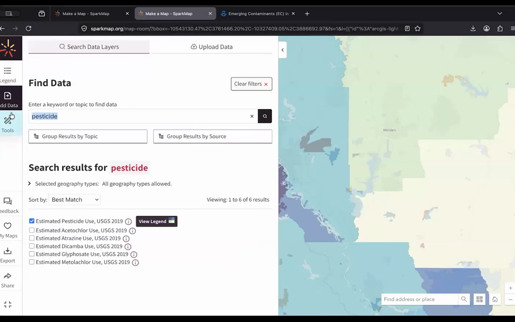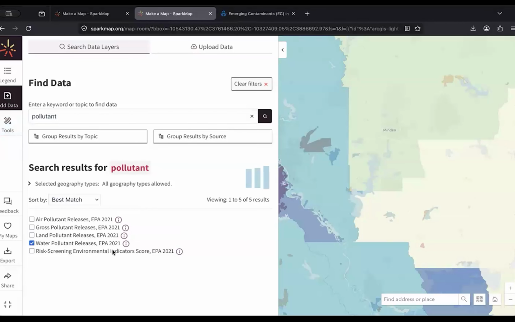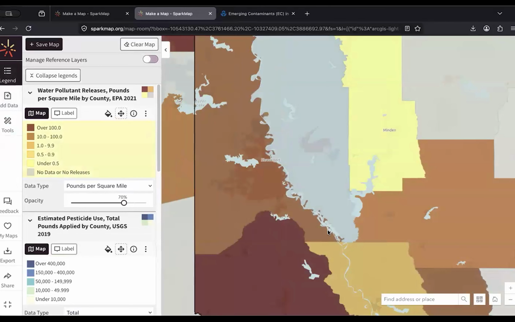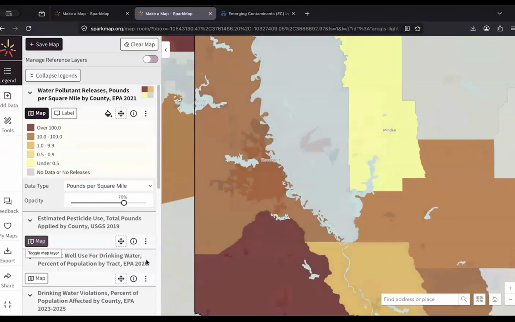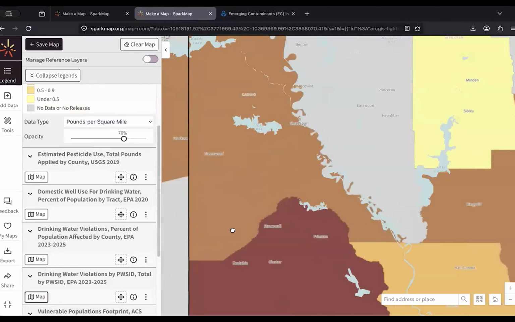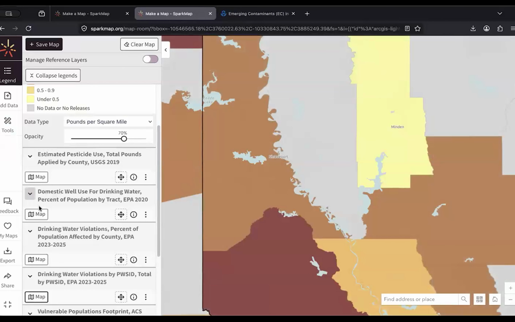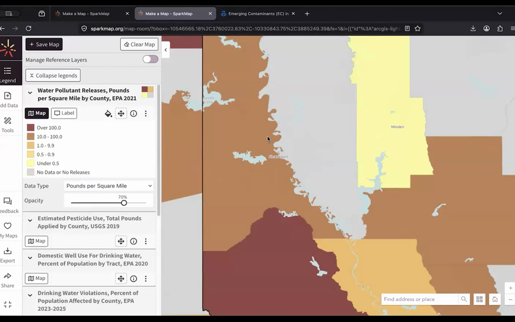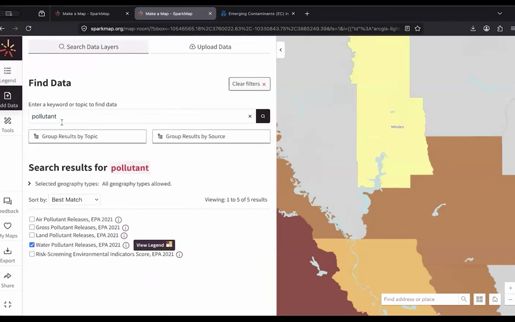We also have pollutant releases, so we've got some water pollutant releases that you can look at. This is showing much of the same thing, that we've got quite a bit of pollutant release that happens in this Shreveport area. You can look at this in pounds per square mile or total pounds, but that could be another potential cause of some contaminants or some drinking water violations.